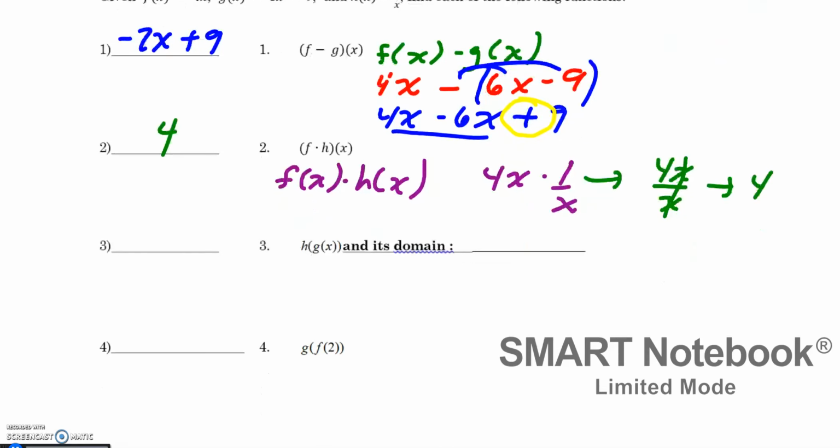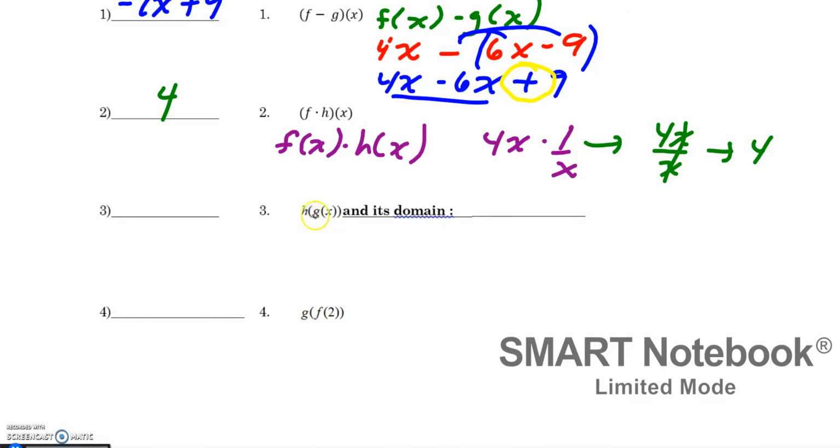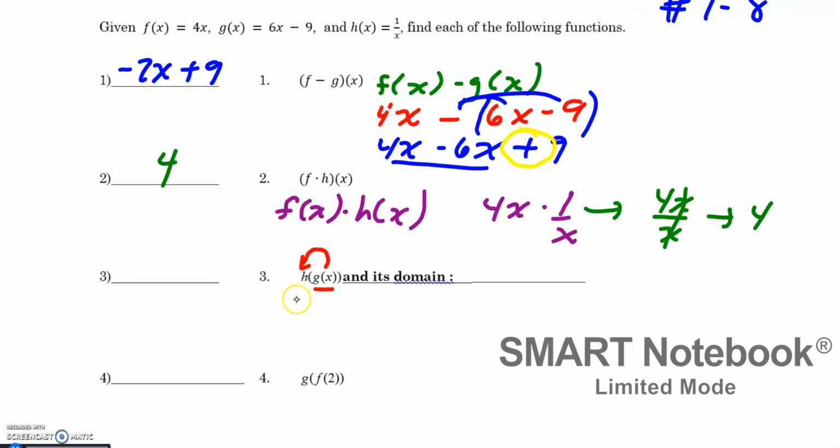Number 3 is doing a composition of functions. So we're doing h of g of x, which means that you're taking the g function and plugging it into the h function. And so I'm going to keep the h out here, but I'm going to take g of x and replace that with what it is equal to, which is 6x minus 9. So now, if I take this function and plug it into the h function of 1 over x, whenever I see the x, I'm going to replace it with the 6x minus 9. So my answer here is going to be 1 over 6x minus 9, which I will also write over here, 1 over 6x minus 9.